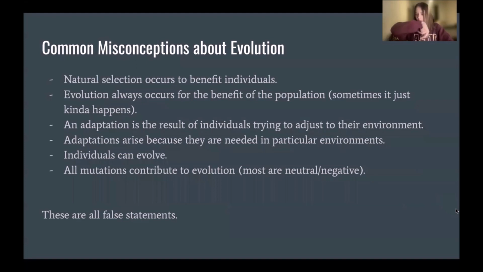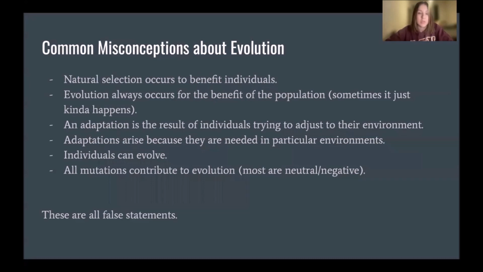And then the next one is that an adaptation is the result of individuals trying to adjust to their environments. And again, individuals cannot choose the adaptations that they have. It's not something that they can bring on to themselves. The next one is that adaptations arise because they are needed in particular environments. Once again, there are no goals with adaptations in natural selection. So adaptations don't arise because they are needed, because this means that they are goal-driven, and this does not happen.